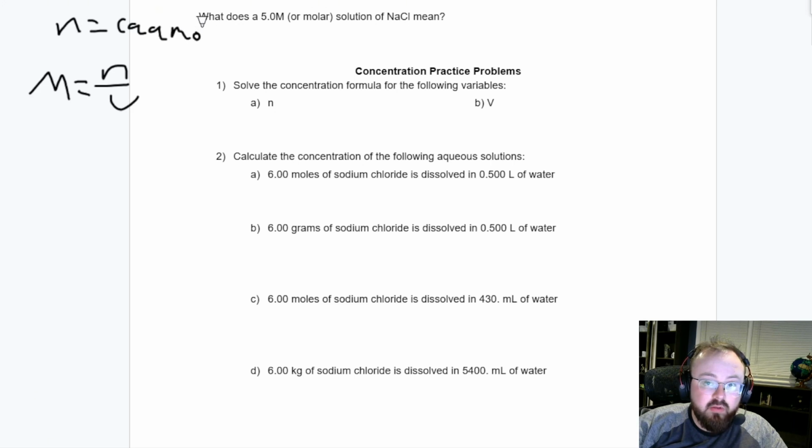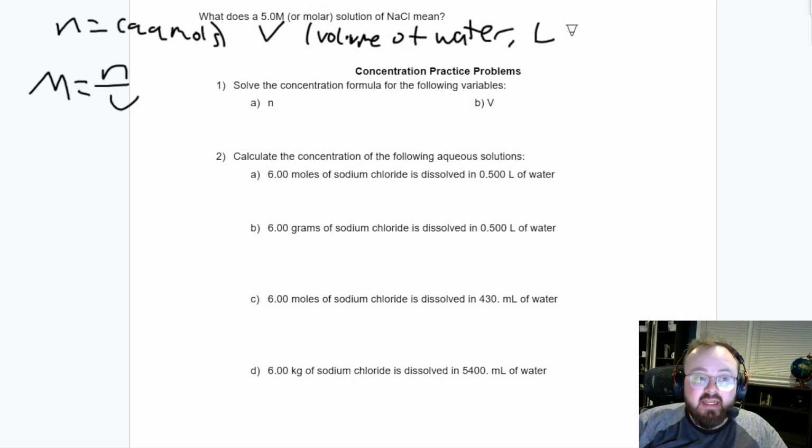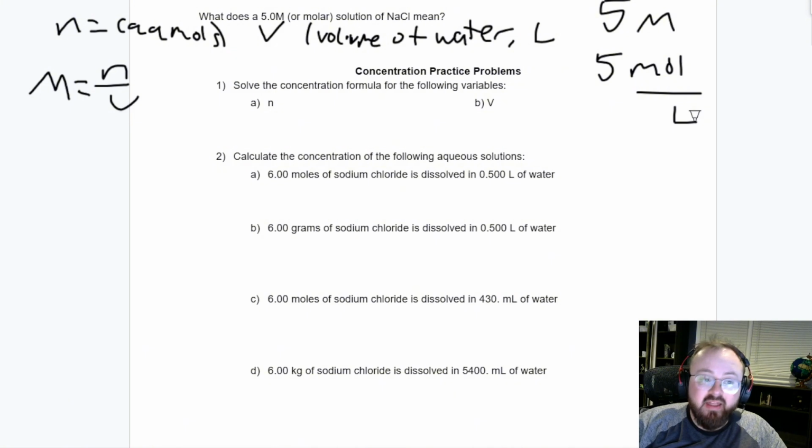The aqueous moles. Okay, and the volume is equal to the volume of water. We're always going to be using water in this class, and it's going to be measured in liters. So something that is 5 molar is 5 moles per liter. That is what our unit means. 5 molar is 5 moles per liter. That's the concentration unit that we're going to be using.